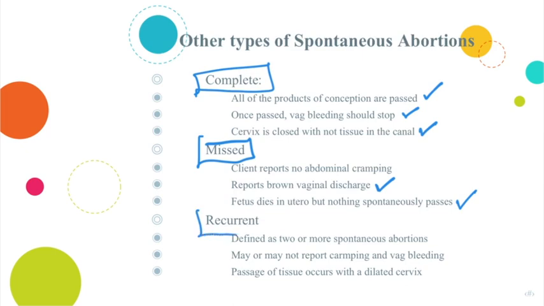A recurrent spontaneous abortion is defined as 2 or more miscarriages in one patient, right? And so at this point, when we can diagnose this patient as having recurrent spontaneous abortions, there's things that we can do to try to help them when they get pregnant the next time. And we're going to talk about those here today. Your patient may or may not report cramping and vag bleeding. And they definitely will be losing their pregnancy because they keep having miscarriages over and over again.